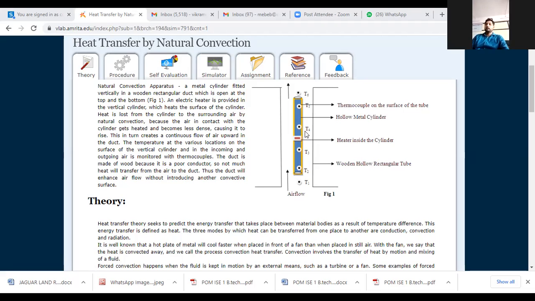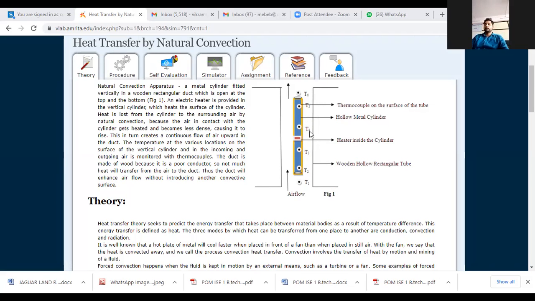This hot air moves in an upward direction, and it will be replaced by the cooler air, which is moving from the bottom side to the top side. Once again the cold air will be in contact with the hot surface, and in the vicinity of the cylinder surface, conduction will happen and the air will get heated. That heated air has low density, and because of that the low density air will move in an upward direction. This is the concept of natural convection.